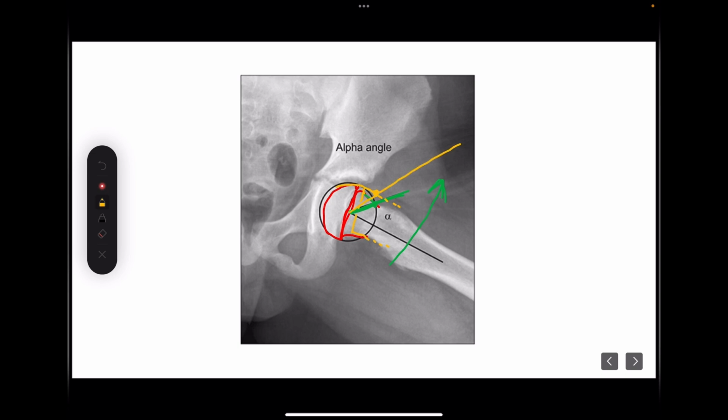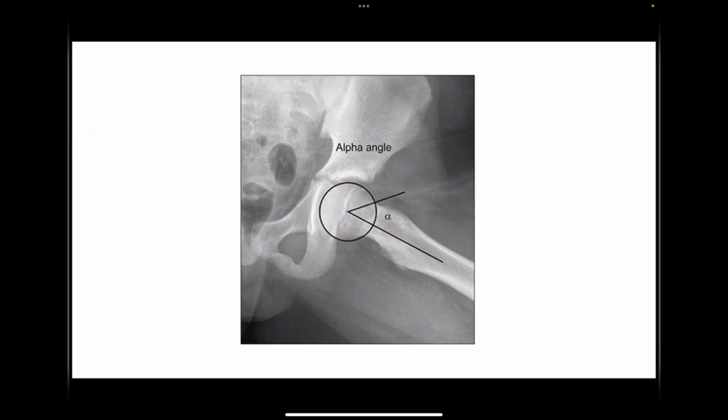And when we calculate the alpha angle, alpha 2 would definitely be more than alpha 1. So this is how the alpha angle is calculated. And why is an alpha angle of more than 50 degrees suggestive of a higher degree of slip, and hence higher chances of contralateral slip? We have explained that fact.